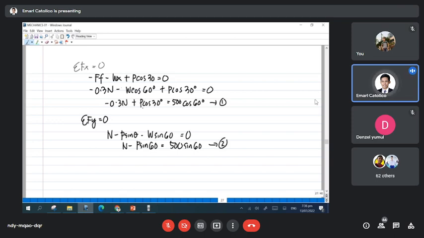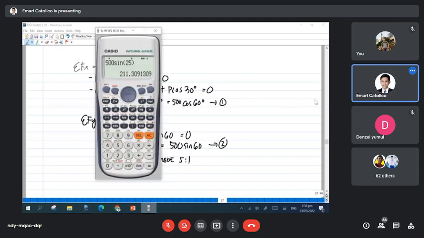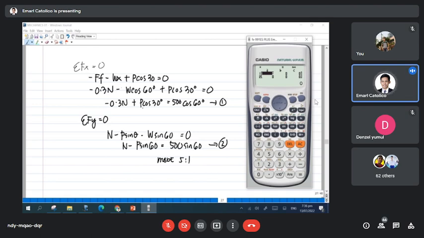Equation number 2, two equations two unknowns, mode 5.1. So mode 5.1, we have first equation, negative 0.3, second equation is cosine 30 equals to 500 cosine 60. Okay. Then second equation, 1, negative sine 60 is equals to 500 sine 60. So press equals, lalabas si x, then lalabas si y.